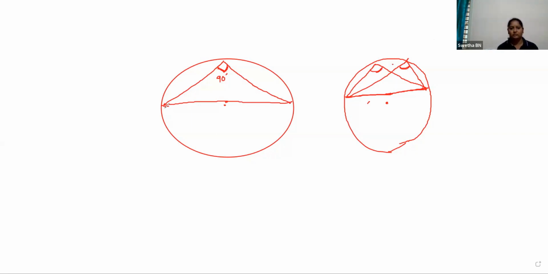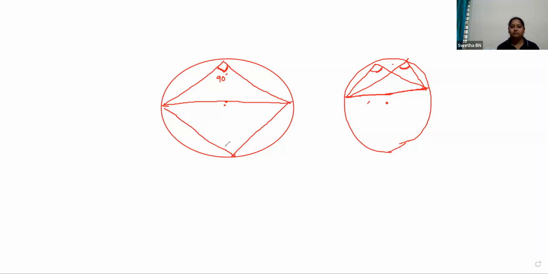And you know cyclic quadrilateral, right? What is cyclic quadrilateral? When four corners of a quadrilateral lie on the circumference of the circle. Four sides or four corners? Ma'am, four vertices. Four corners, ma'am. Okay. Four corners are lying on the circle. So this is what a cyclic quadrilateral is.